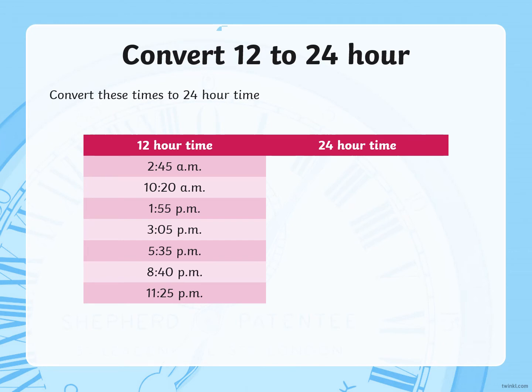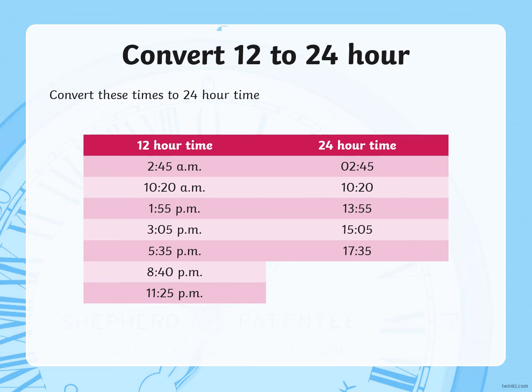Convert 12 to 24-hour. Convert these times to 24-hour time. 2:45 AM becomes 02:45. 10:20 AM becomes 10:20. 1:55 PM becomes 13:55. 3:05 PM becomes 15:05. 5:35 PM becomes 17:35. 8:40 PM becomes 20:40. 11:25 PM becomes 23:25. What do you notice is the same and what is different?